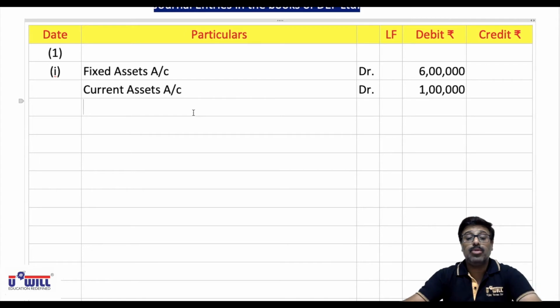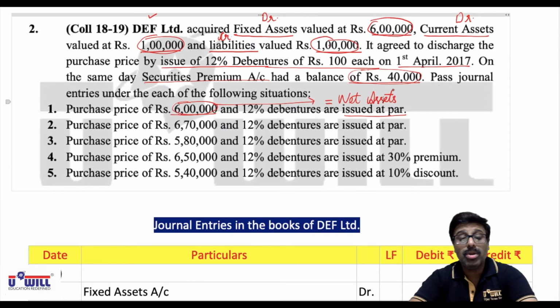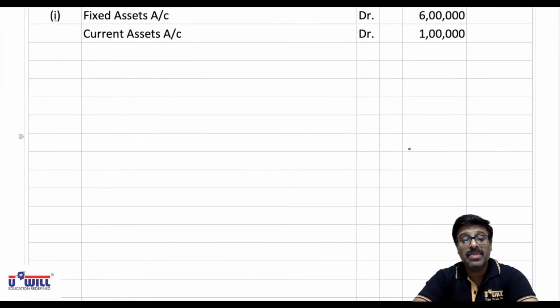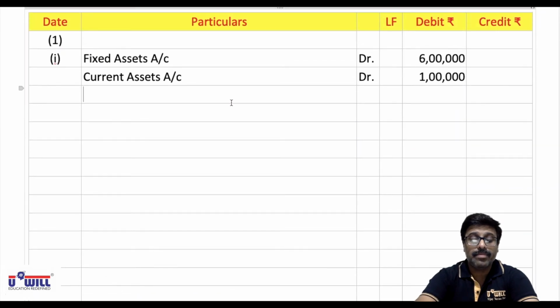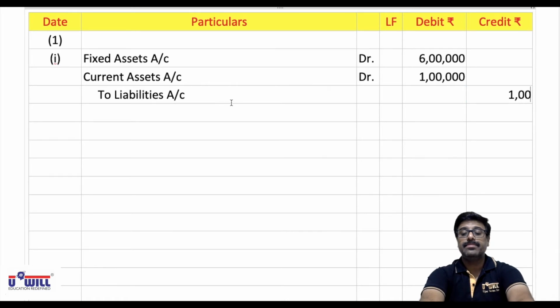Okay. Why no need to leave any line in between? Because this 6 lakhs is equal to net assets itself. So neither there is goodwill nor there is capital reserve. Neither you are paying more nor you are paying less. You are paying the perfect equivalent amount only. So directly you can credit to liabilities account, that is 1 lakh, and then to DEF Limited account.